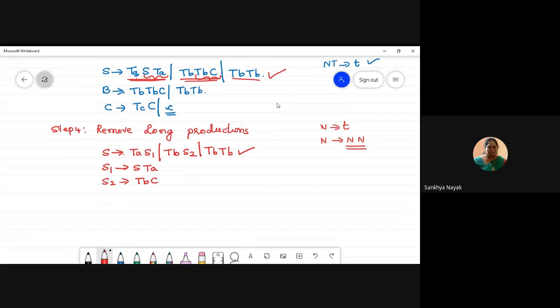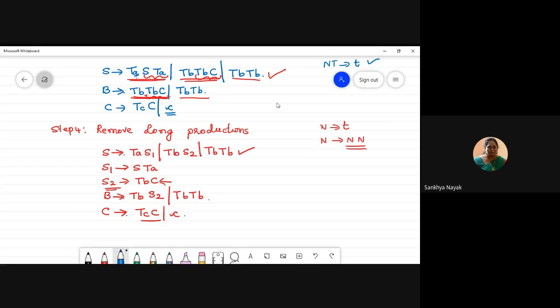Now let us move on to the next one, B. Again this has three non-terminals which I have to reduce to 2. So B derives TB, and what is there here? TBC, which is already here, right? S2 derives TBC, so I will simply replace it with S2. Since it's already there, I don't need to put S3. And TB has only two non-terminals, so that will remain as it is. Now let us come to C. It will be TC and C, two non-terminals and a small c.